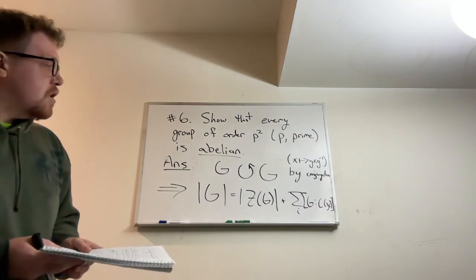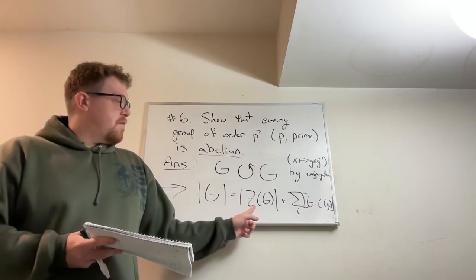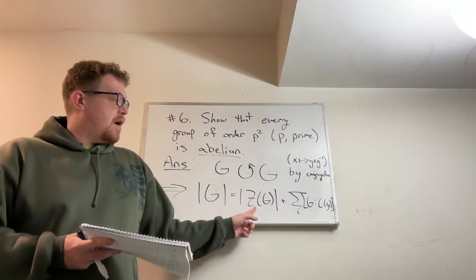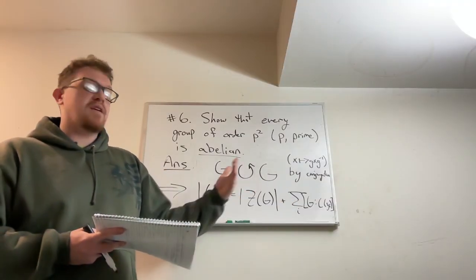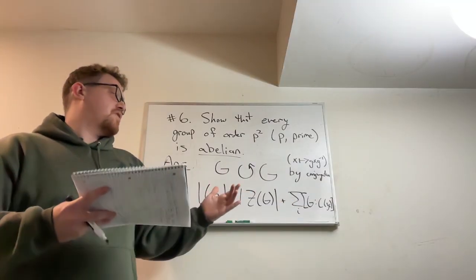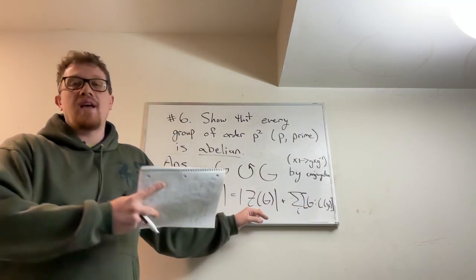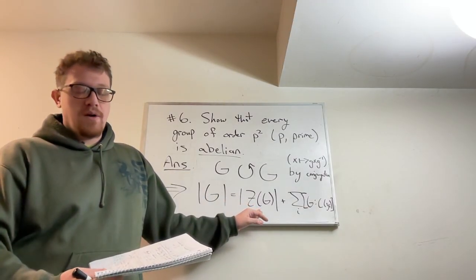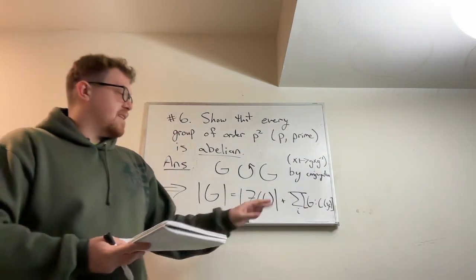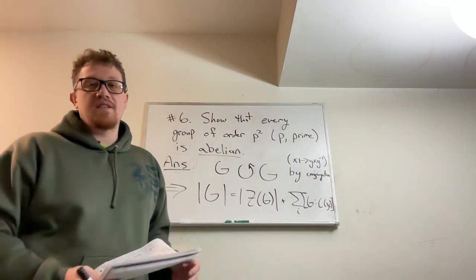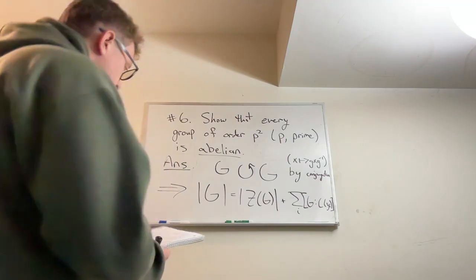So again, there are only 3 options for the center. We just gave a quick counting argument for why the center can't have size 1. It could have size p or p squared. In the case that it's p squared, we're already done, because then it's abelian. So really, we just have to derive a contradiction by assuming that the center only has size p and doesn't have size p squared. We're basically going to assume that it only has size p, and then show that it really does have size p squared, and therefore we'll get a contradiction.